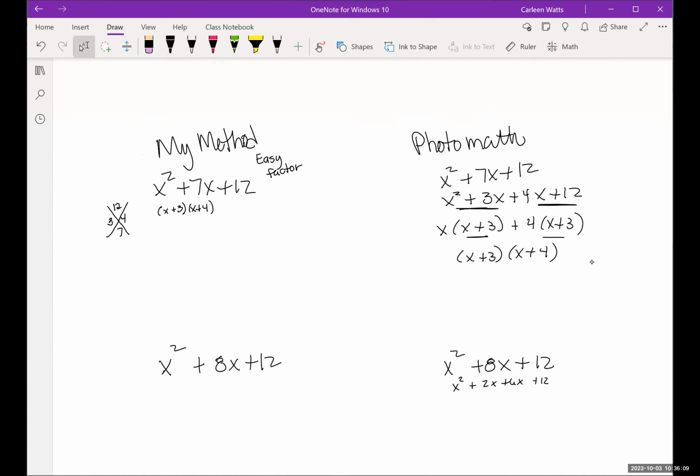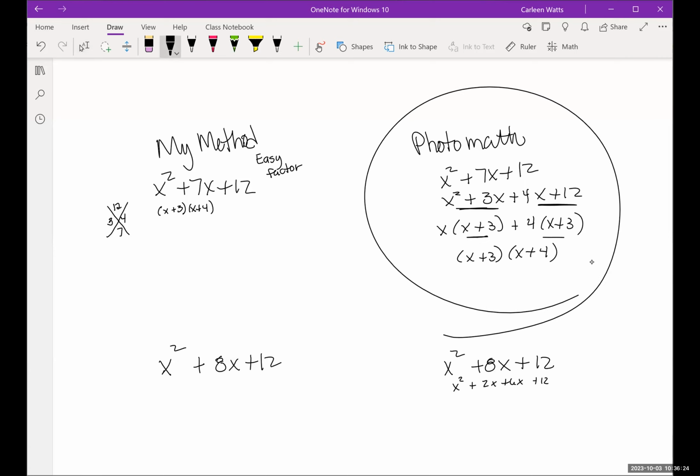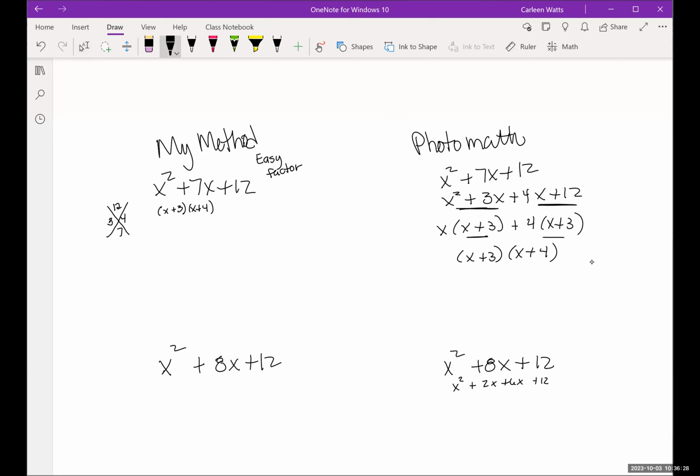And if you are watching this video, yay, thank you for watching the video. Let's practice my methods. There are some of you who come in person and you actually use this one because that's what your Algebra 1 teacher taught you. But if you're at home, I just want you to see sometimes PhotoMath is not better.